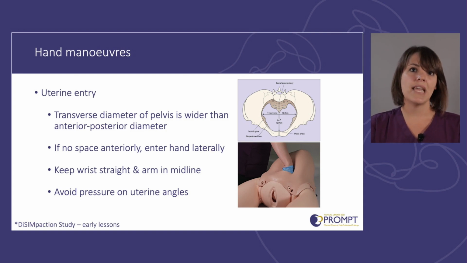Well, consider the shape of the maternal pelvis. The transverse diameter of the pelvis is wider than the anterior-posterior diameter. So if there's no space anteriorly, the obstetrician might wish to consider entering their hand laterally. And it's important on doing that the arm is straight and in the midline with no flexion of the wrist. The obstetrician should try to avoid applying any pressure on the uterine angles.